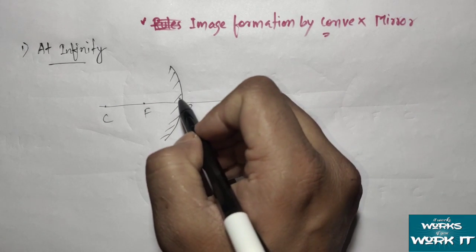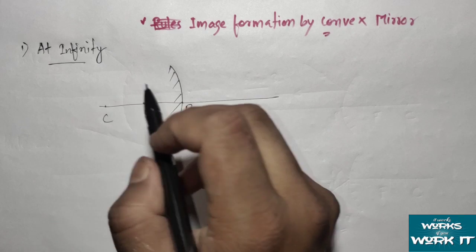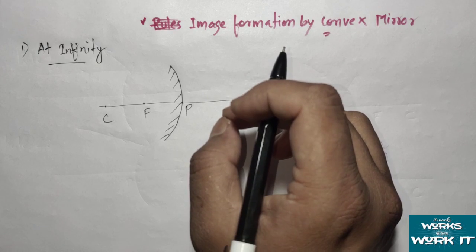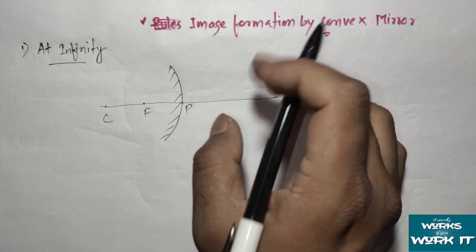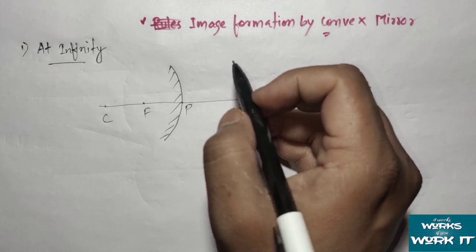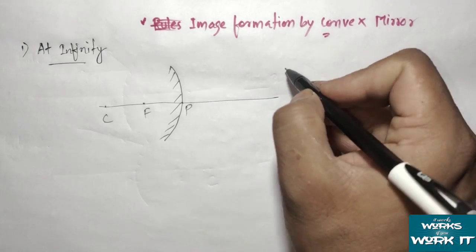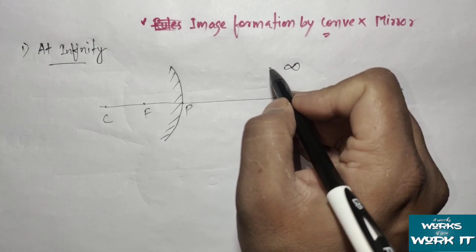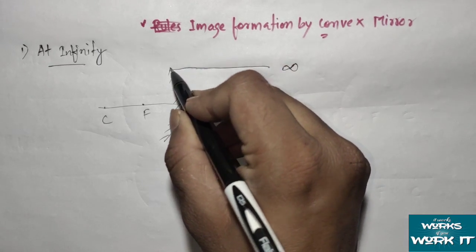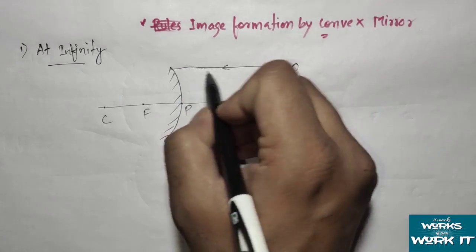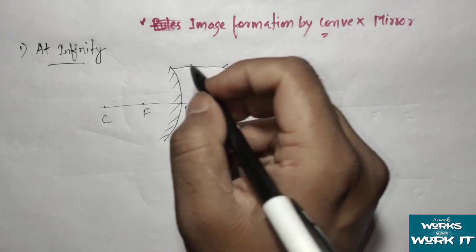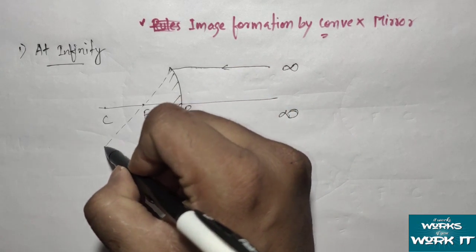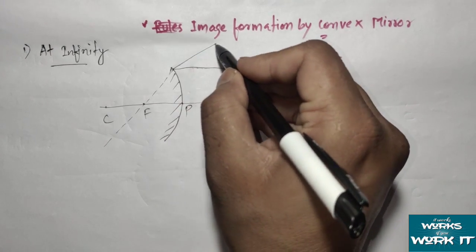Behind the mirror, the principal focus and center of curvature will be there in a convex mirror, and in front of a concave mirror, the principal focus and center of curvature will be there. Now where is our object? It is at infinity. Light will be coming from there. First, light will be coming parallel to the principal axis, and then after reflection it appears to go from the principal focus. But actually what happens here?